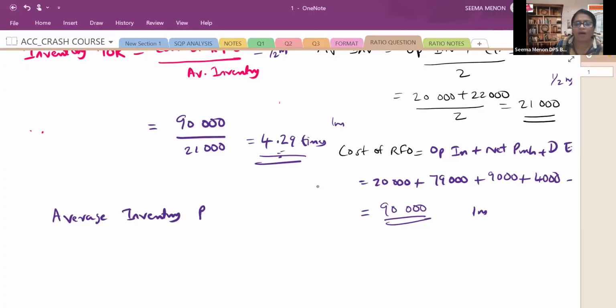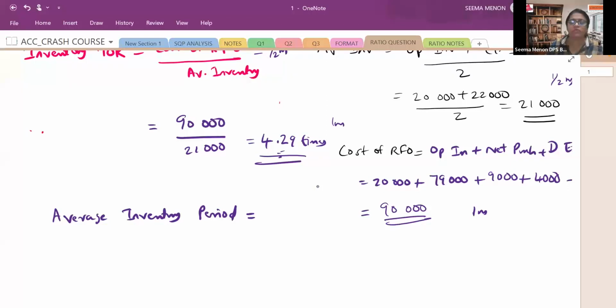How to find out average inventory period? What does it mean? In a year, within how many days, or weeks or months? Mostly it is days only. It is the frequency of converting inventory into sales. In a year, within how many days you will be converting your inventory into sales. That is the average inventory period.